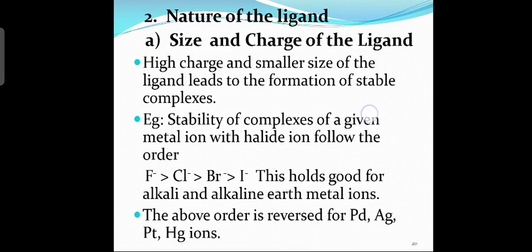Okay. Next is nature of the ligand. Size and charge of the ligand. High charge and smaller size of the ligand leads to the formation of stable complexes. Stability of the complex given by metal ion with halide ion follows the order. Now, what is the order of halide ion? Fluoride greater than chloride, greater than bromide, greater than iodide. Okay. This holds good for alkali as well as alkaline earth metal ions. But the above order is reversed for palladium, silver, platinum and mercury ions.